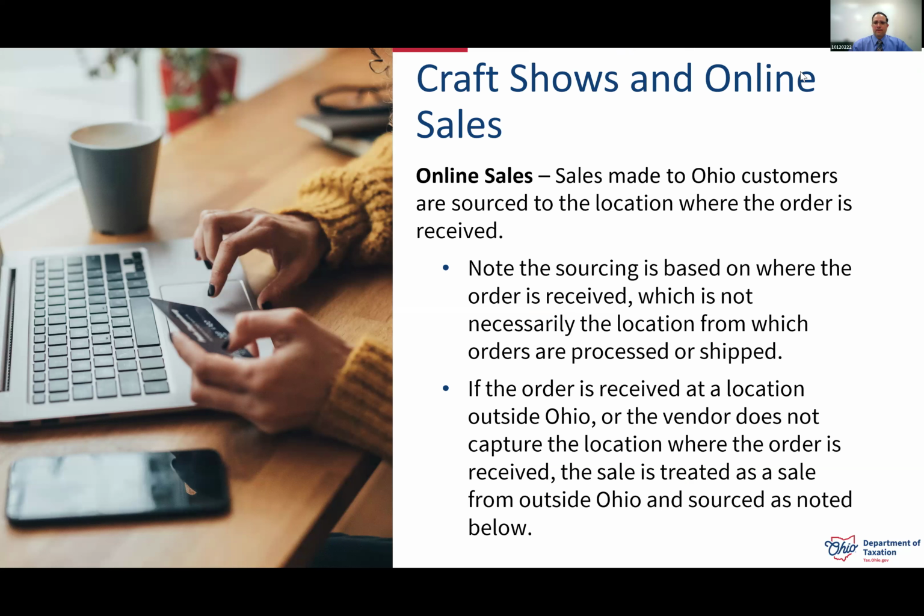So for online sales, sales made to Ohio customers are sourced to the location where that order is received. The sourcing is based off of where it's received, which isn't always necessarily the same place where the order is processed or shipped from. If the order is received at a location outside of Ohio, or sometimes the vendor doesn't capture the location where the order is received, they're treated as follows. The next slide, please.